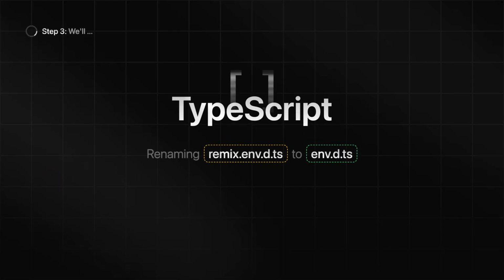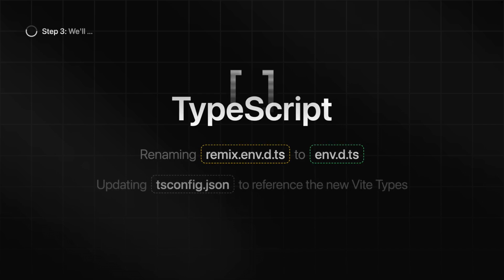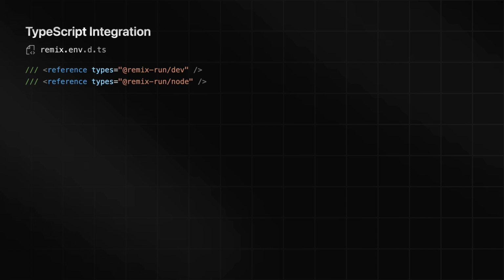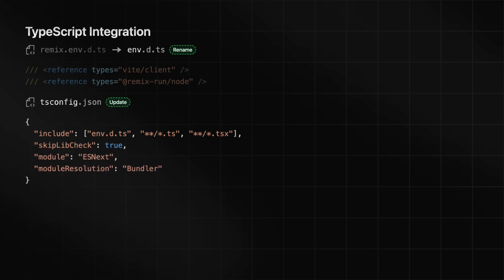On step 3, we'll handle TypeScript integration, renaming remix.env and updating tsconfig to reference the new Vite types. We'll start by renaming the remix.env file and updating the reference types for the ones provided by Vite. In the tsconfig, we'll do the same, ensuring skipLibCheck is set to true, module to ESNext, and moduleResolution to bundler.